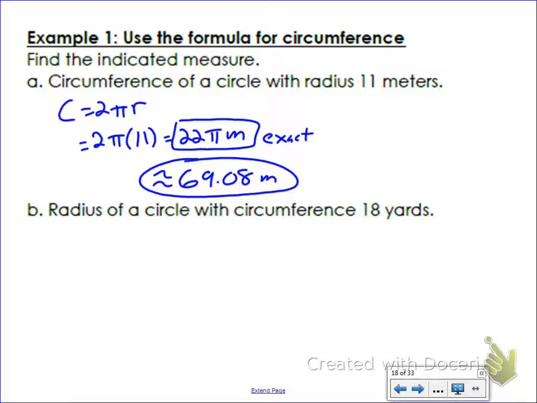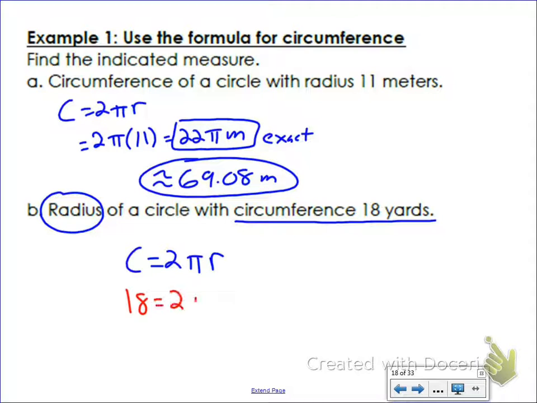Now part B here gives us the circumference, which is 18 yards, and it wants me to find the radius of the circle. So we're still going to use the same formula, circumference equals 2 times pi times my radius, but in part A, they gave me the radius, so I found the circumference. In this part, they give me the circumference, and I'm going to work backwards to find the radius. So circumference is 18, so I'll plug that in for C, equals 2 times pi times my radius. Now we want to solve for r, so we want to get 2 and pi away from r, so we can just divide both sides by 2 pi.